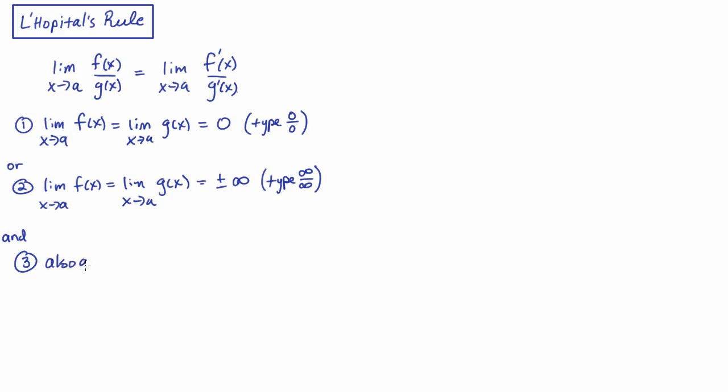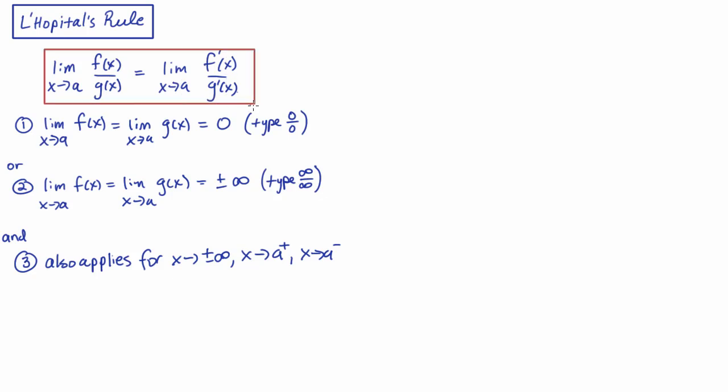This also applies, in other words, 1 and 2 also apply for values of x approaching plus or minus infinity, or one-sided limits approaching a from the right or approaching a from the left. So you can mix and match any of these conditions in 3 with 1 and 2 and apply them to L'Hopital's rule. But let's kind of bring this back for a second. What we really mean when we say L'Hopital's rule is this process of replacing the quotient of two functions with the quotient of the derivatives.